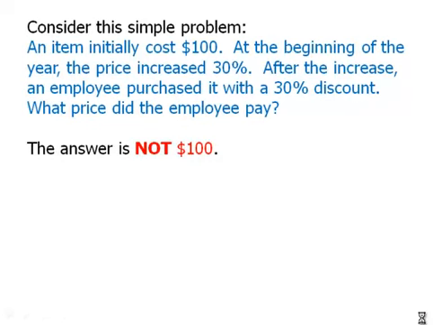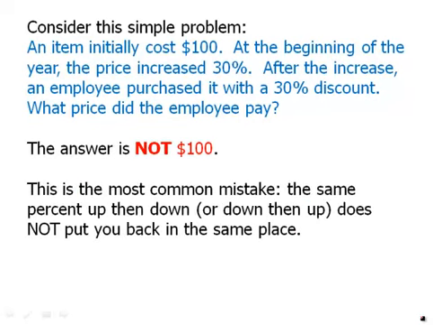The first thing I'll say is that the answer is not $100. That is the trap answer. That is the predictable mistake answer. More than half the people who take the test will guess that, and they will be wrong. That is the most common mistake in this whole subject. The same percent up and then down, or down and then up, does not put you back in the same place. People think, oh, 30% up, 30% down, they cancel. They absolutely do not. You do not wind up back in the same place.